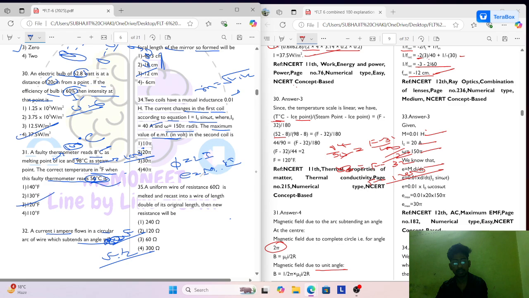So from that you get omega into I naught cos omega t, right? So 0.01 into I naught omega cos omega t. For the maximum case, cos omega t will be equal to 1, so I naught into omega. I naught is given, 40. 40 into 150 means 6000 pi. 6000 into 0.01 means 60 pi, or half of it means 30 pi. That will be our correct option here.